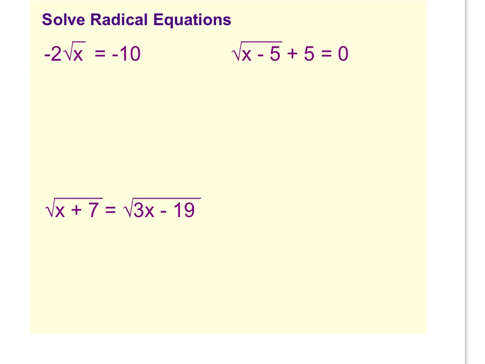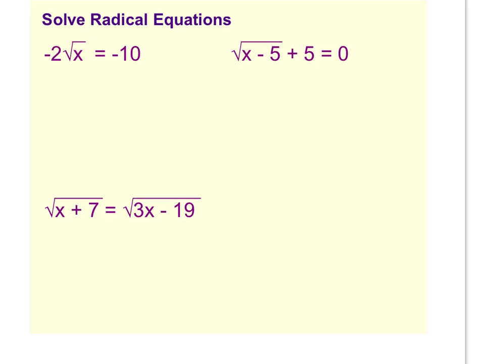Alright, here are a few examples of solving radical equations. What's kind of nice about this is it's just using your solving equations skills. The only new thing is they all have a square root, so we'll just have to figure out what the opposite of square rooting is. But when you solve a radical equation, you want to isolate the radical, or the square root.